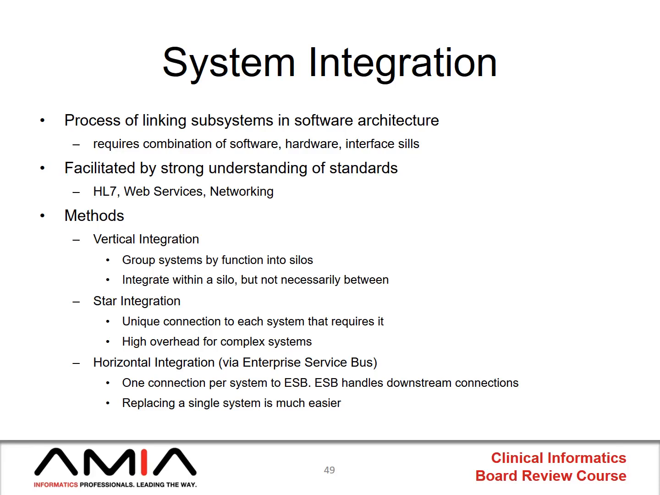Unfortunately, this adds a lot of complexity. If you have 10 systems, they all need to be integrated to the other 9. That's a lot of single point integrations that basically increase your likelihood of failure. So another, probably more elegant, way to do this is called horizontal integration, usually involving something called an enterprise service bus. In that scenario, every system connects once to the bus, and then the bus has connections to every downstream system. So when you need to swap out a specific system like your dietary system or your pharmacy system, theoretically it's supposed to be much easier.